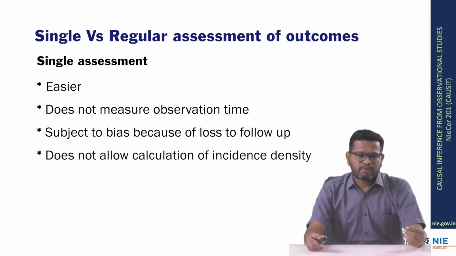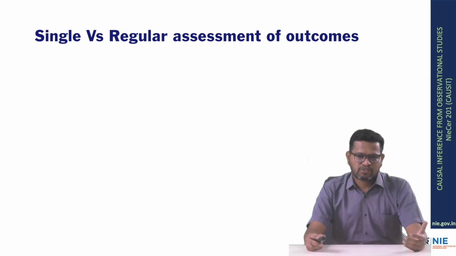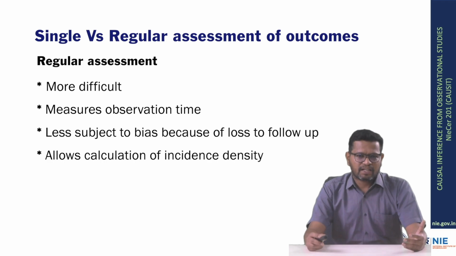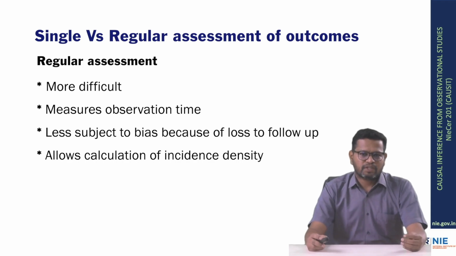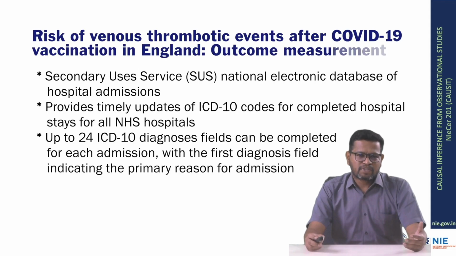A single assessment of outcomes in a cohort study is simpler, but it comes with a lot of limitations. It doesn't account for observation time and is susceptible to bias due to loss to follow up. On the other hand, regular assessments are more challenging but offer many advantages. They measure observation time, reduce bias from loss to follow up, and enable the calculation of incidence density. In the next few slides, I will walk you through three cohort studies and discuss how the outcomes were measured in these studies.